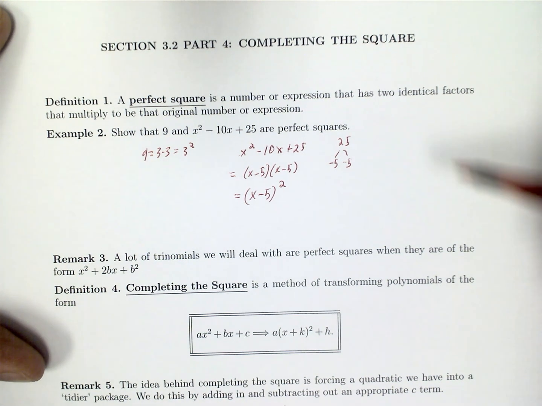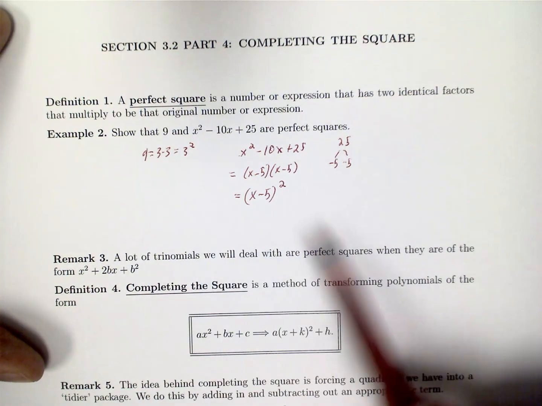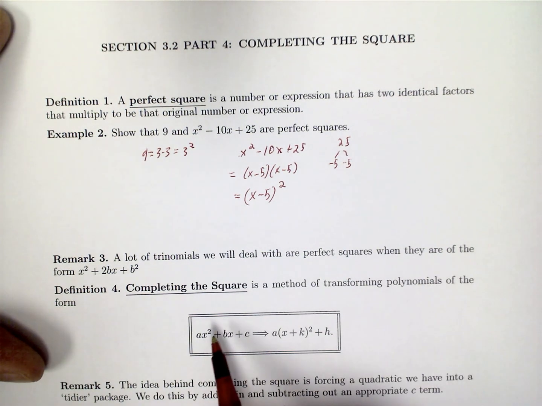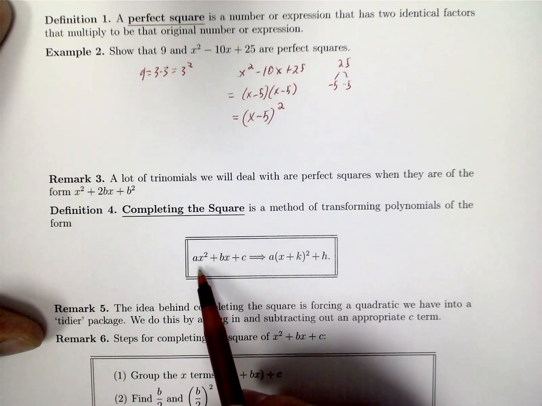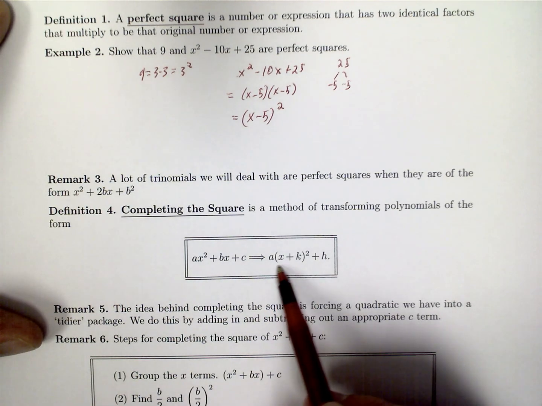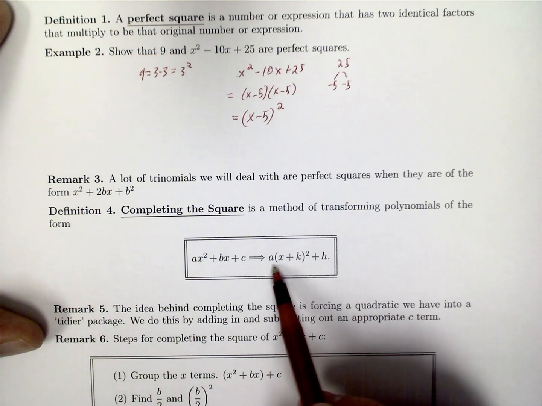So the whole point of looking at this, we see these perfect squares. What do we want to do? We want to try to force a perfect square so that we can take any quadratic of this general form, ax squared plus bx plus c, and transform it into a times x plus k quantity squared plus h. And why do we want to look at it in this form?